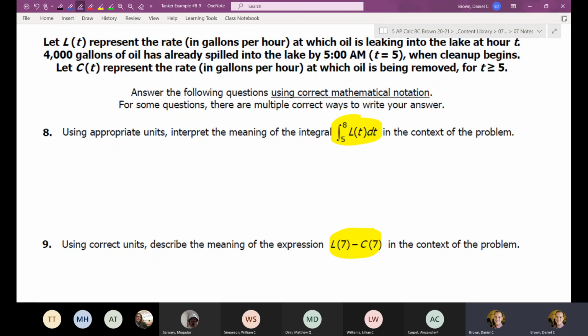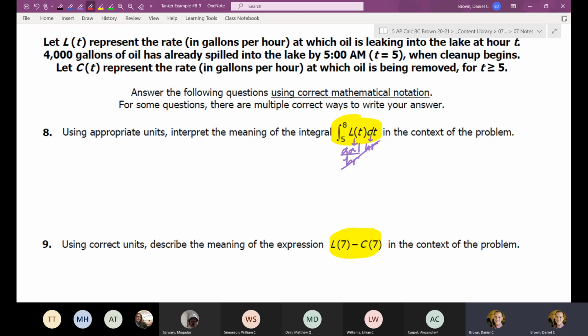And so this first one: using appropriate units, interpret the integral from 5 to 8 of L of t in the context of the problem. Again, L of t is representing a rate. We know that when we integrate a rate, it's going to give us an amount. If you ever forget that, just think about the units. L of t is in gallons per hour, dt is in hours, so the integral of that would just be in gallons. That will help you form your answer.